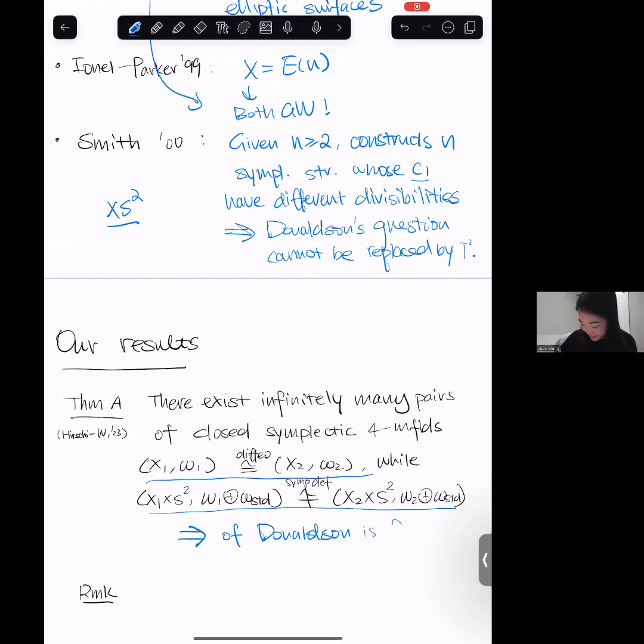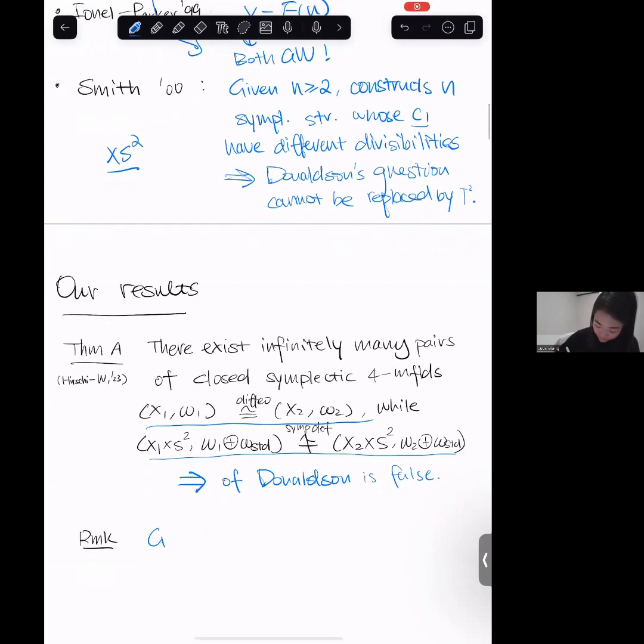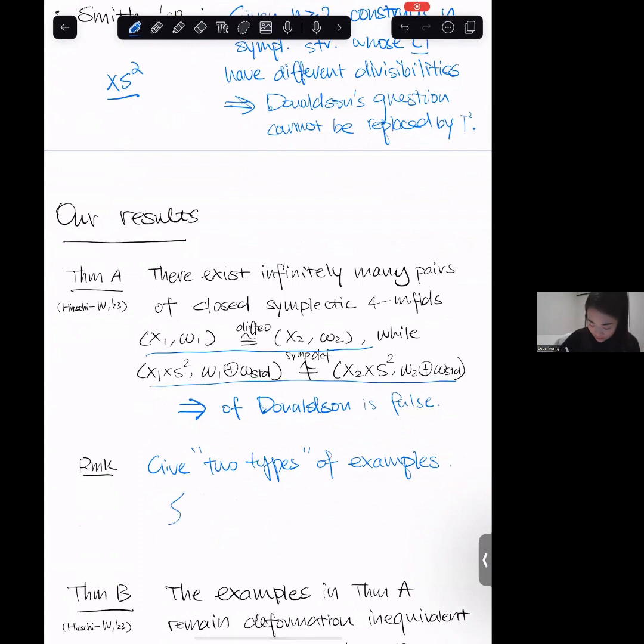So this is a counterexample to the forward direction of, I guess it's false. So here we actually give 2 types of examples. So note that for this theorem, we didn't require simply connectedness, but our two types of example include both simply connected and non-simply connected examples, and that still makes sense for us because we assumed our four manifolds are diffeomorphic to start with. So one example is given by Smith.